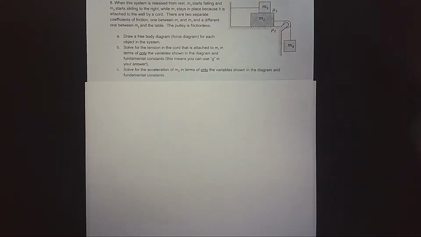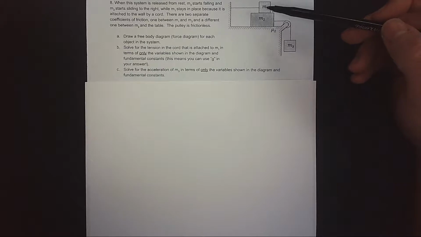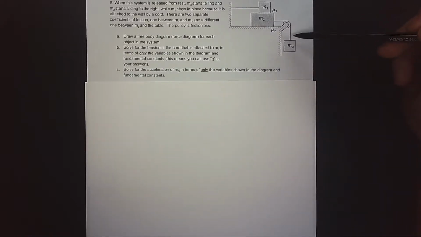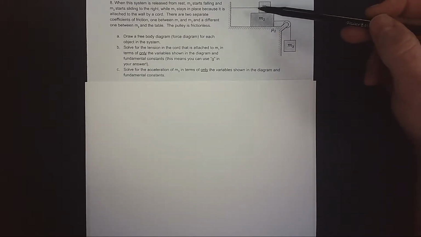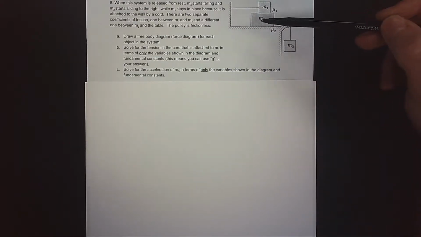Okay, this is problem number 8 from the AP Physics 1 Forces packet. What we have here is a 3-block system: M1, M2, and M3. M1 is being held to the wall by this rope, and it's sitting on top of M2, which is attached to M3 with this other rope.